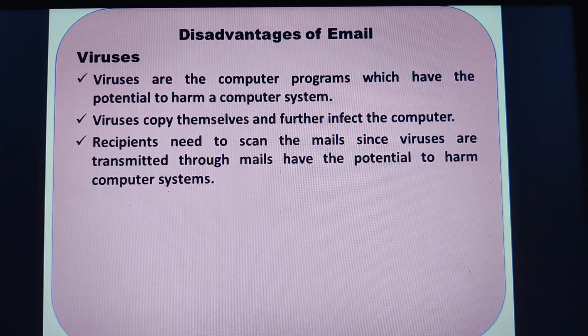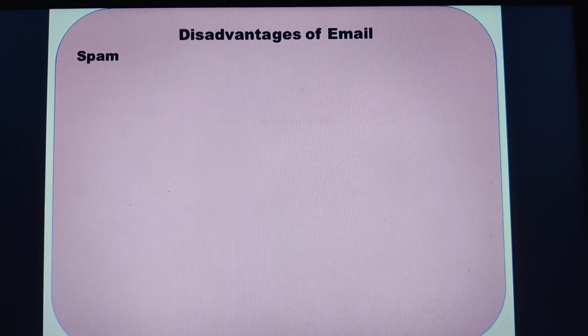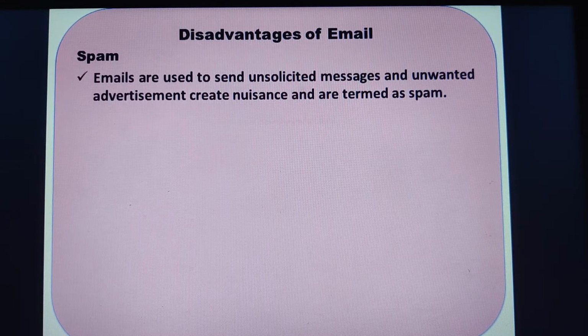Then next is spam. So what exactly is spam? Spams are those emails which are unsolicited messages and unwanted advertisements. We refer to that as spam. What do you mean by unsolicited messages? Unsolicited messages are falsified messages, which are not genuine messages. So any unsolicited message or any unwanted advertisement, we usually term it as spam.